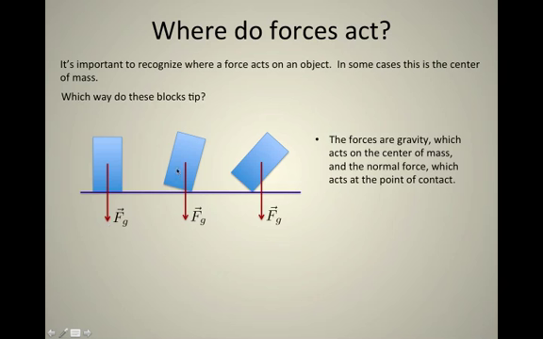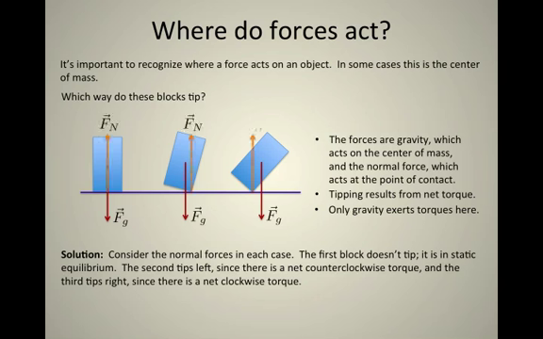Even if the block is tipped a little bit, gravity points from the center of mass straight down, and that's still to the left of that pivot point right there. When we tip the block a little bit further, now it's going to fall, because in this case, gravity acting through the center of mass is on the right-hand side of that pivot point, and it starts to rotate. So tipping in this case results from a net torque, which comes from a force acting at the center of mass. Only gravity exerts a torque here.